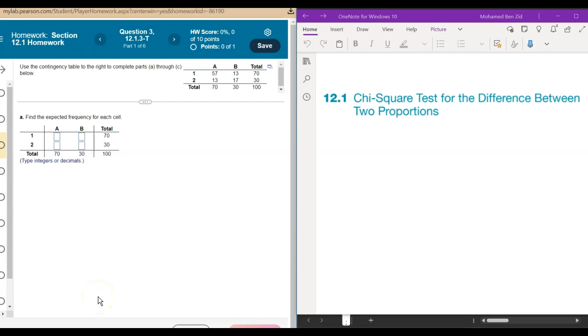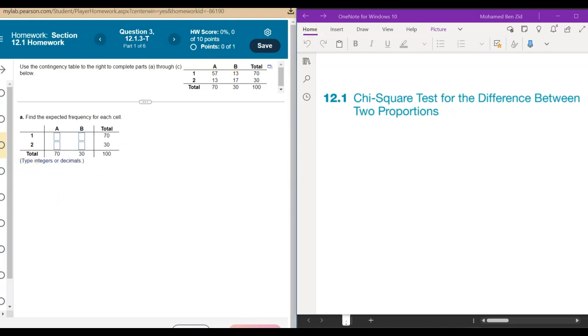Hey everyone, this is section 12.1, chi-square test for the difference between two proportions, and this is question number 3. We are given the contingency table over here, and those are basically the observed values, and what we want to do is figure out what the expected frequencies are, right?